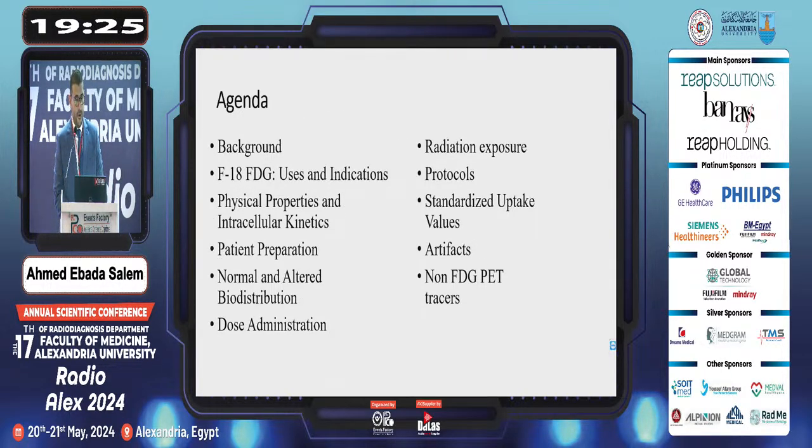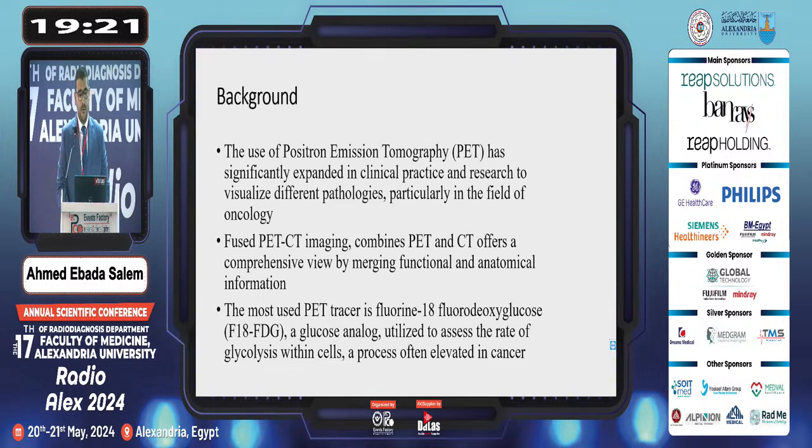This is the agenda for the talk today. PET-CT, as you all know, has expanded in the clinical practice and specifically in the field of oncology. It offers a comprehensive review, merging both functional and anatomic information about the tumor. The most commonly used PET tracer nowadays is FDG, which is a glucose analog.